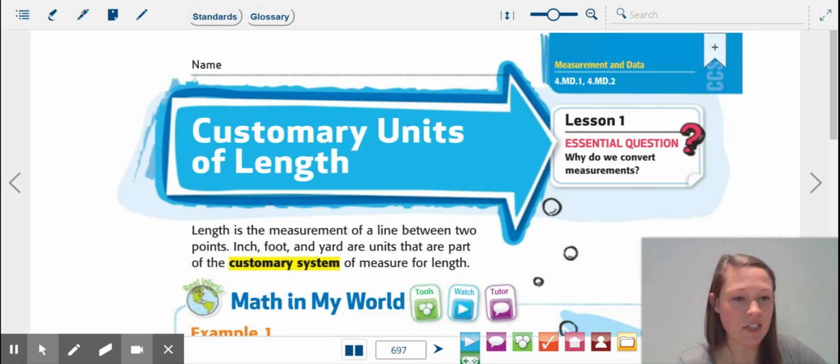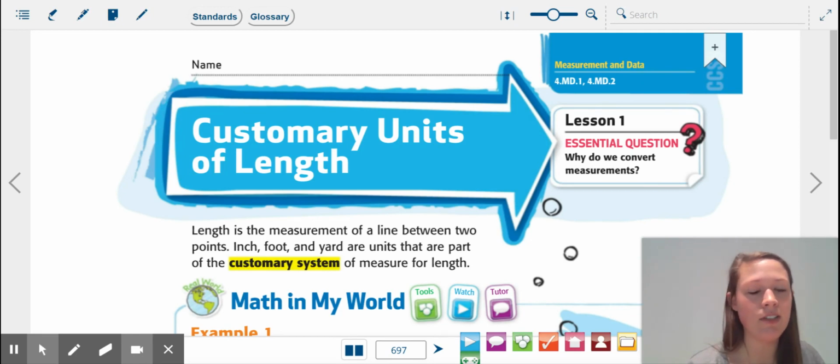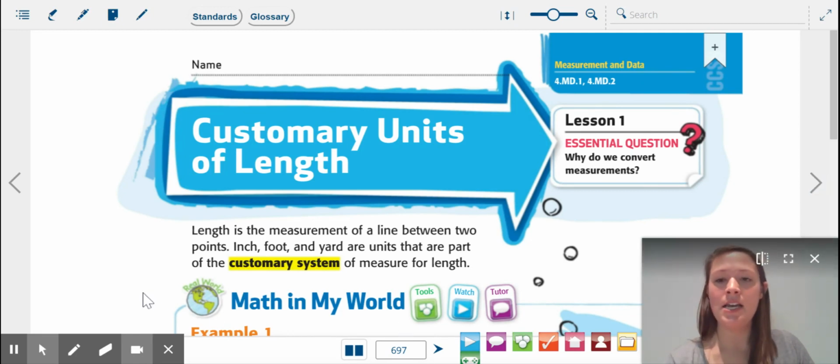So we are on page 697. Go ahead and pause if you need to pause. If you need to take a break, if you need to rewind, all that good stuff. So that's the good part of having these mini lessons recorded.